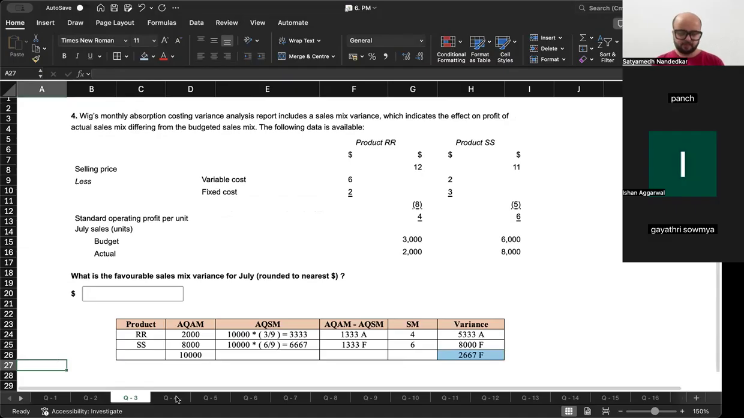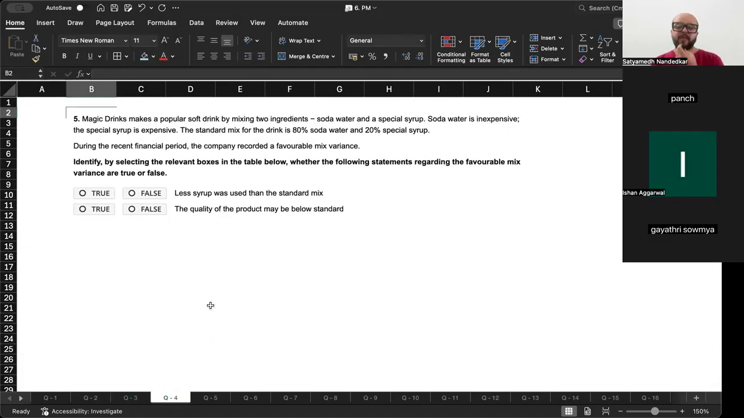Now, Magic Drinks makes a popular soft drink by mixing two ingredients, soda water and a special syrup. Soda water is inexpensive. Syrup is expensive. Standard mix for the drink is 80% soda water, 20% special syrup. During the recent financial period, the company recorded a favorable mix variance. Identify by selecting the relevant boxes whether the following statements regarding the favorable mix variance are true or false.